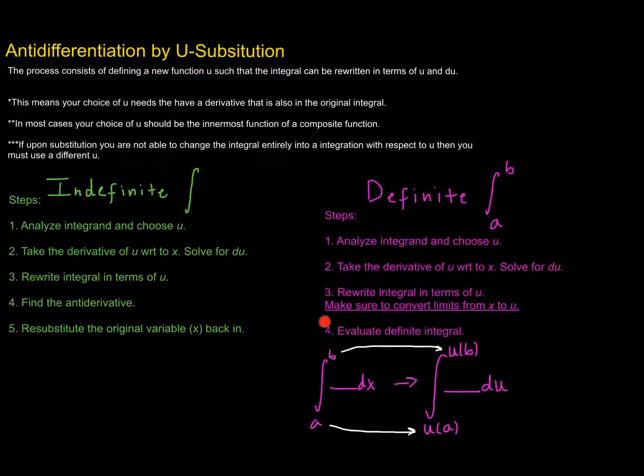In doing so, we need to make sure to convert the limits from x to u. I've drawn this diagram here to explain that. If we are going originally from a to b for our integral in terms of x, when we rewrite our integral in terms of u, we want the lower limit now to be u, the u that we chose for our substitution, evaluated at that x value a, the lower limit, and the upper limit to be u evaluated at b, whatever the upper limit was. That's how we're going to transform our limits.